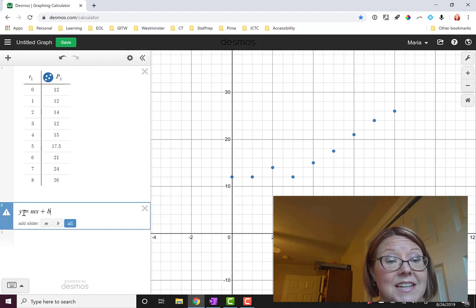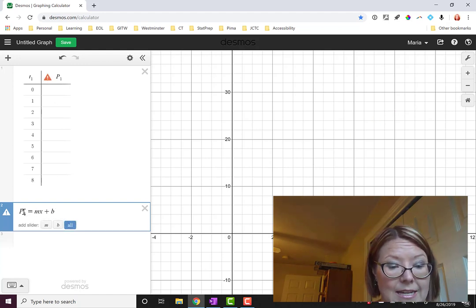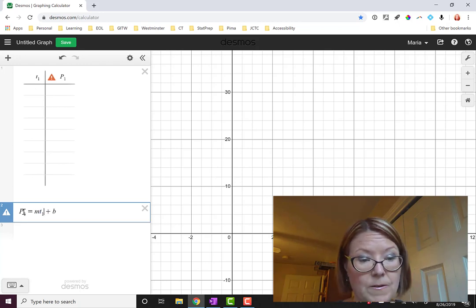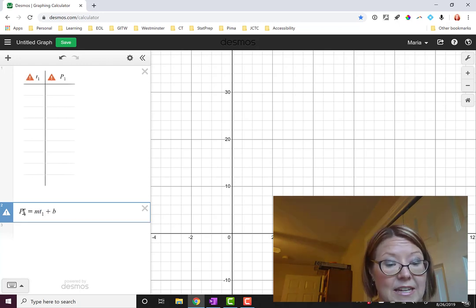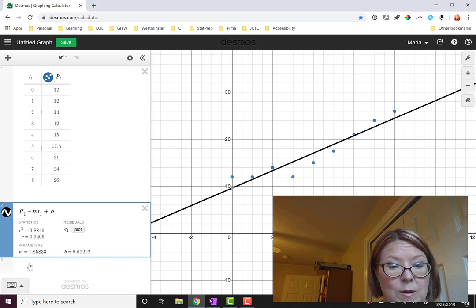We need to replace x and y with the variables in our problem that match the header line of our table. So y is the dependent variable, P sub 1, and x becomes the independent variable, T sub 1. Now we're still getting errors, and that's because the equal sign needs to be changed to a tilde. As soon as we do that, we have the linear regression model. We find that the slope is 1.85833, and the y-intercept is 9.62222.